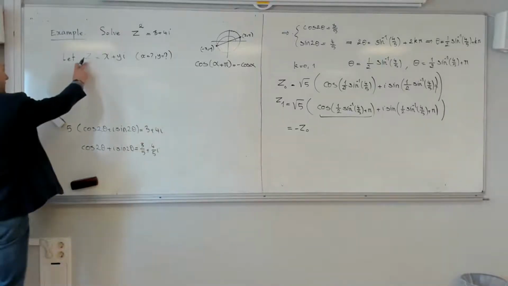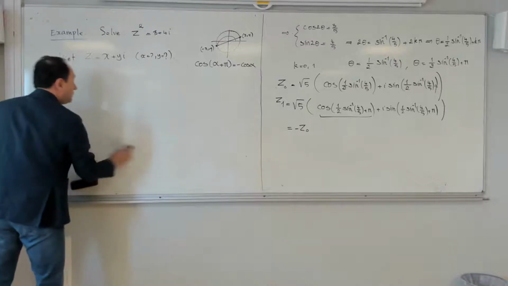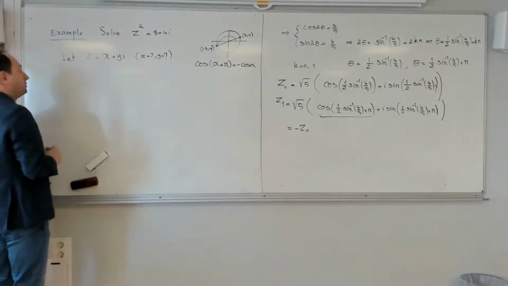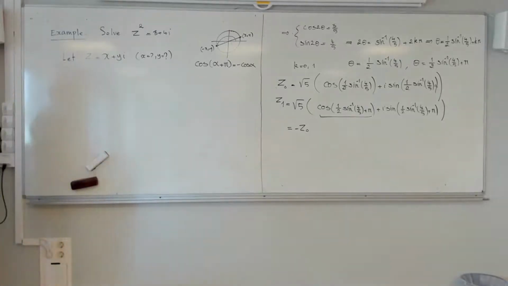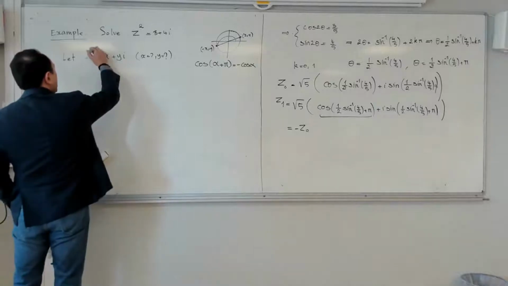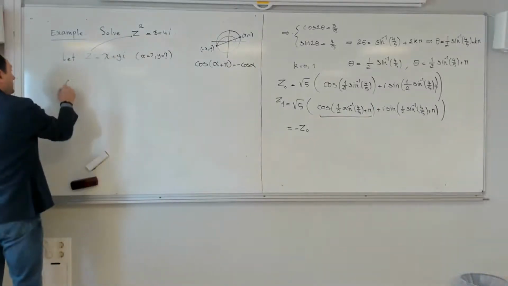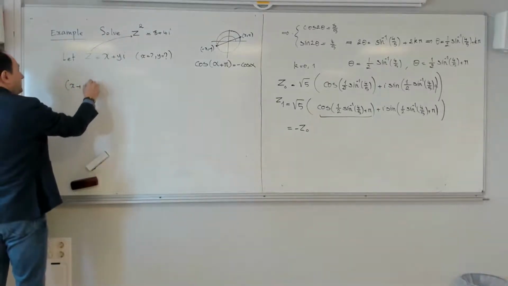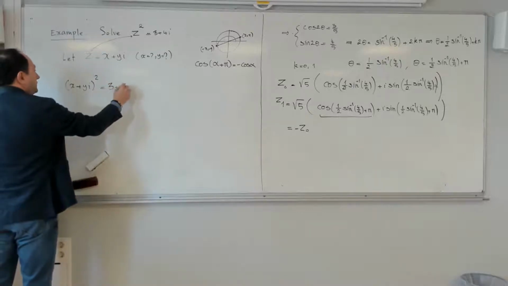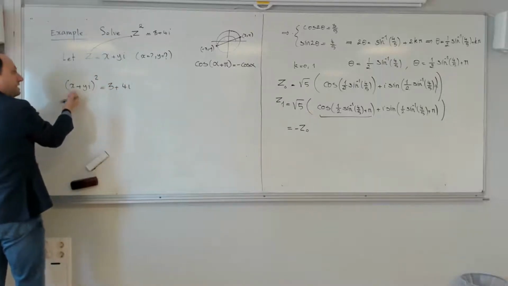Because if I consider this, then what do I need to do? Can you tell me what would be the next step? Yes? Expand it. Yeah, put it back into the equation and expand it. So here, I put it back into this equation. So this becomes x plus yi to the power of 2 is equal to 3 plus 4i. And then I can easily expand that.